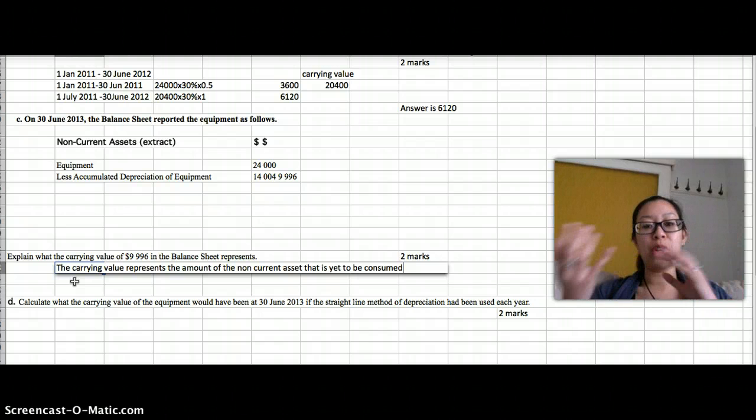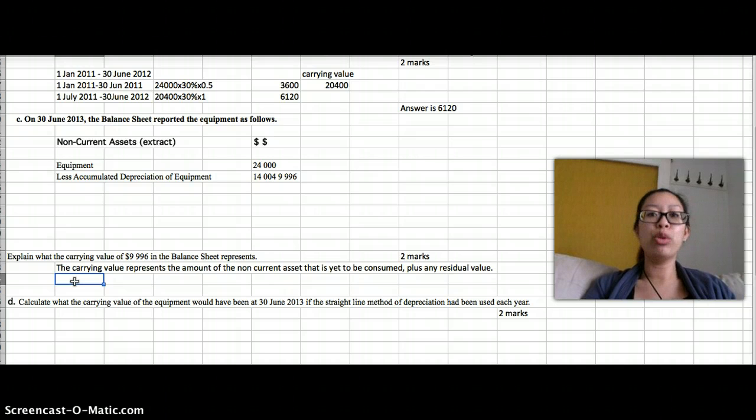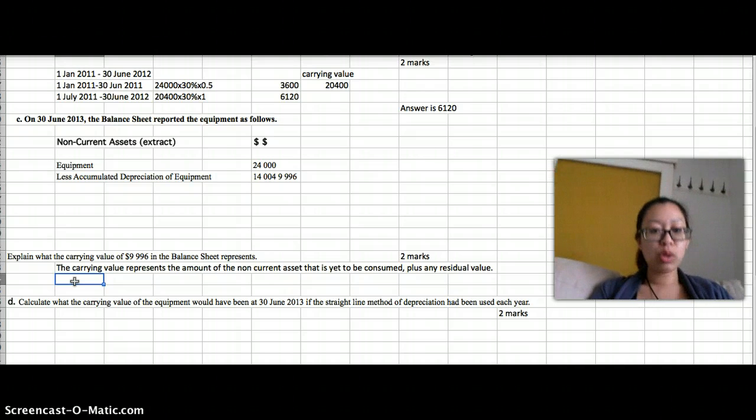So it's the amount we've got left plus something else. Plus what? This is the second mark. Plus any residual value. A lot of people wrote the first part or maybe the second part, and not many people knew to write the whole thing. So that's 2 marks. The amount yet to be consumed plus any residual value.